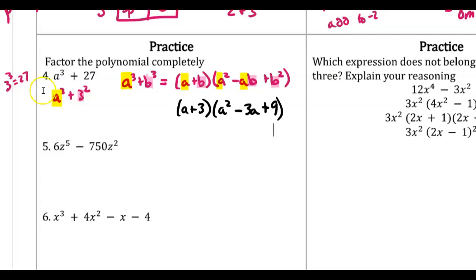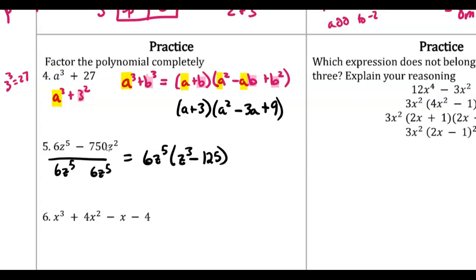So just looking ahead here on this one, I would factor out a GCF first, and then I would see what's left. It's either difference of squares or difference of cubes, and that's what I would look at. So like right here, my GCF I could pull out of everything. Let's see here, I think this is divisible by 6, z to the 5th. So when I do that, I'm left with z cubed minus 125, which is totally a difference of cubes.